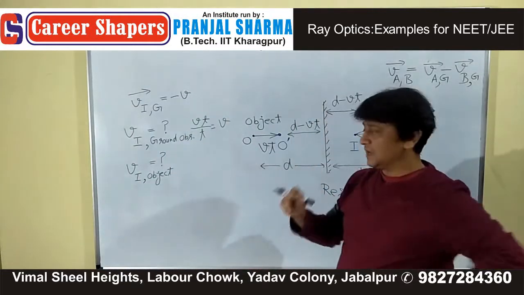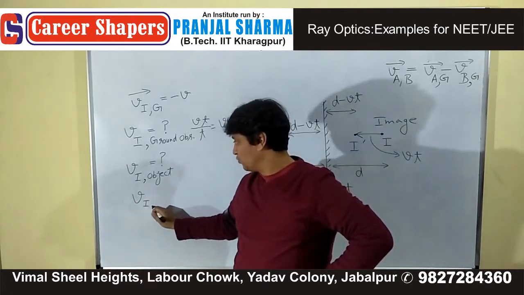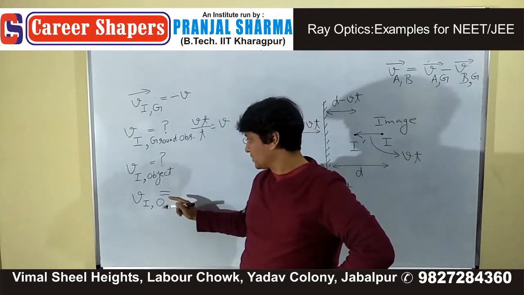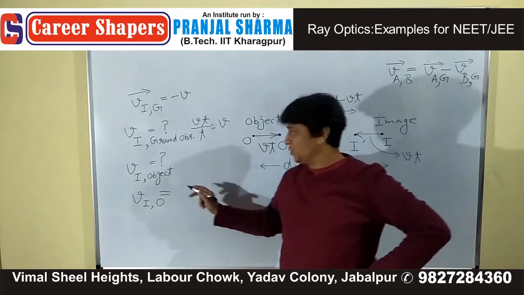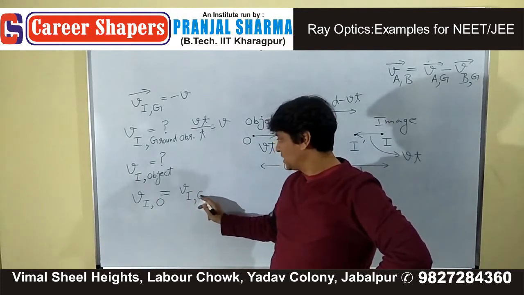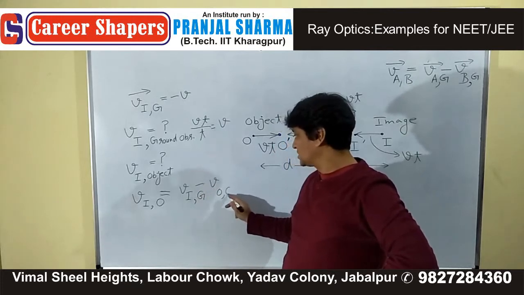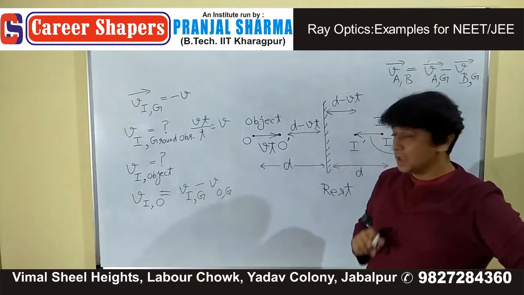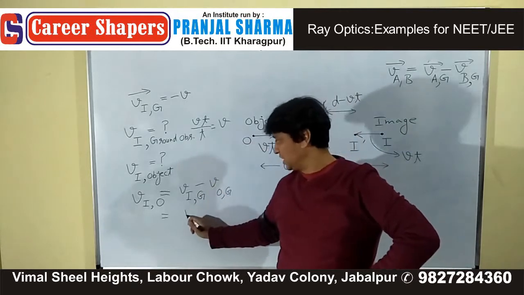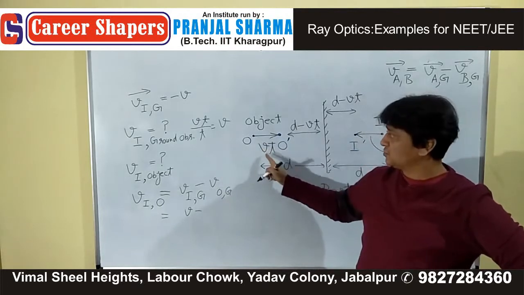If I say that find out velocity of image with respect to object, then using this direct formula we can do velocity of image with respect to ground observer minus velocity of object with respect to ground observer. Now remember one thing, when you write velocity of image with respect to ground like this, v, velocity of object with respect to ground, question says that object is moving with what?